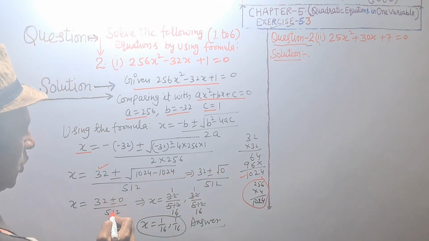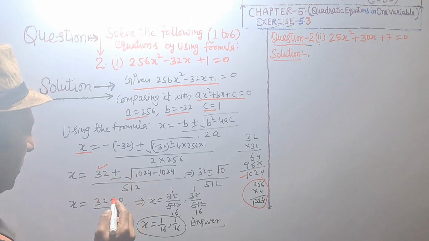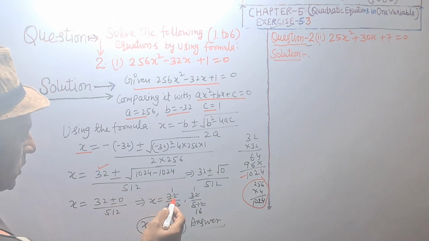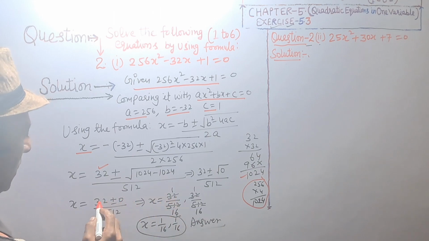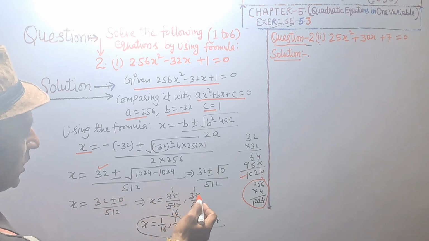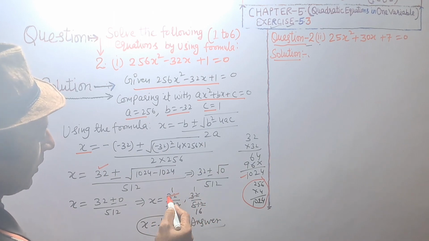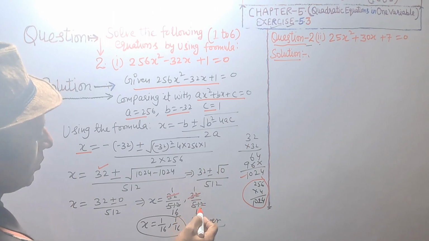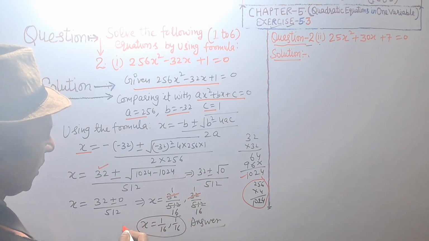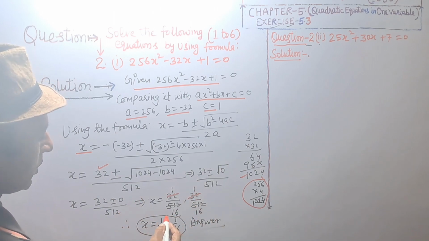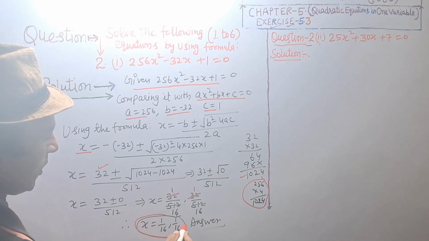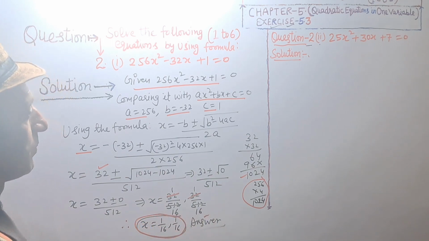32 plus minus 0 upon 512, that is 32 plus 0 that is 32 upon 512 and 32 minus 0 that is 32 upon 512. 32 16 jar 512, 32 16 jar 512. So we get the value of x equal to 1 upon 16 comma 1 upon 16. Answer.